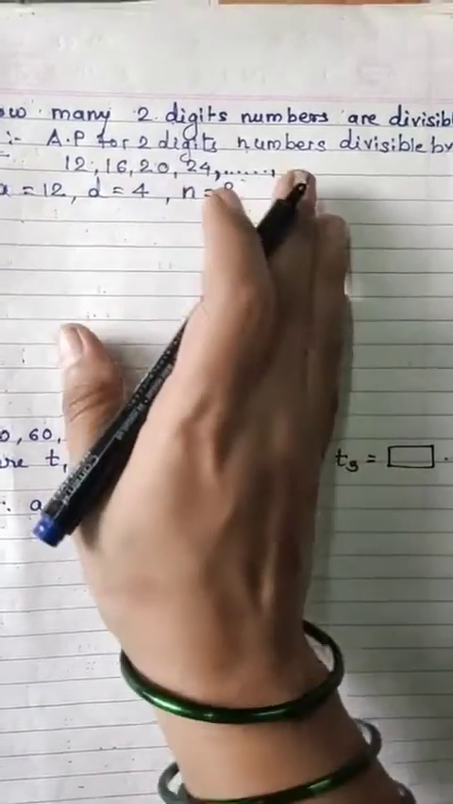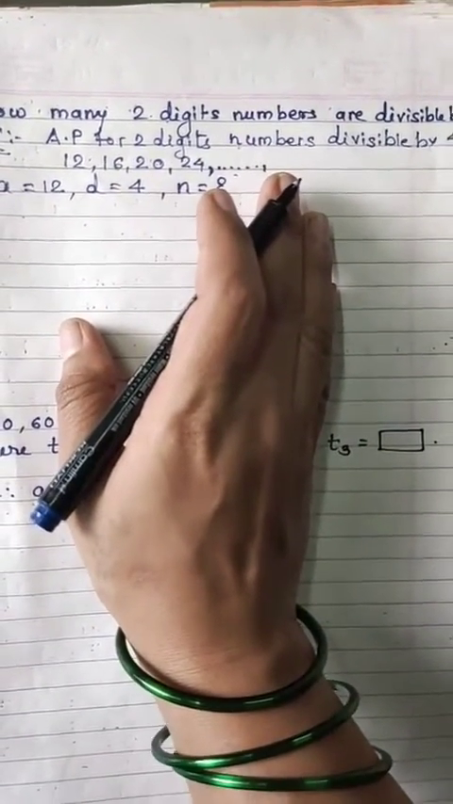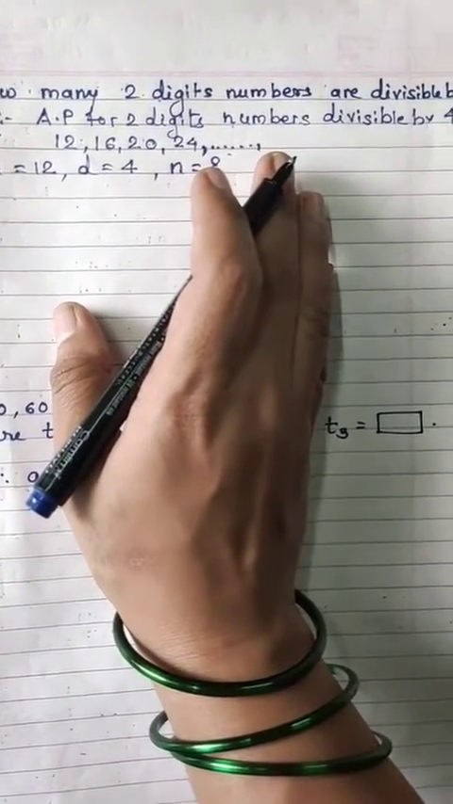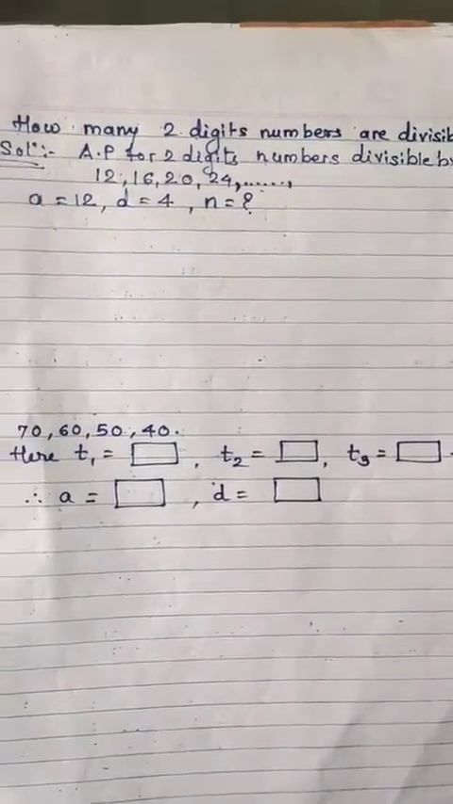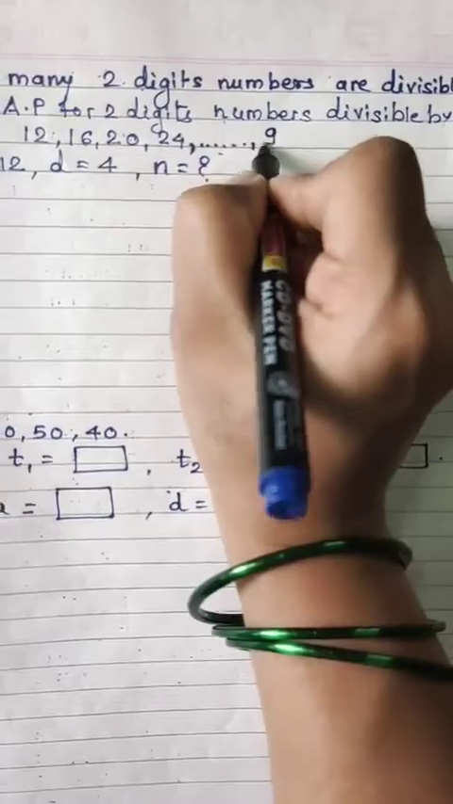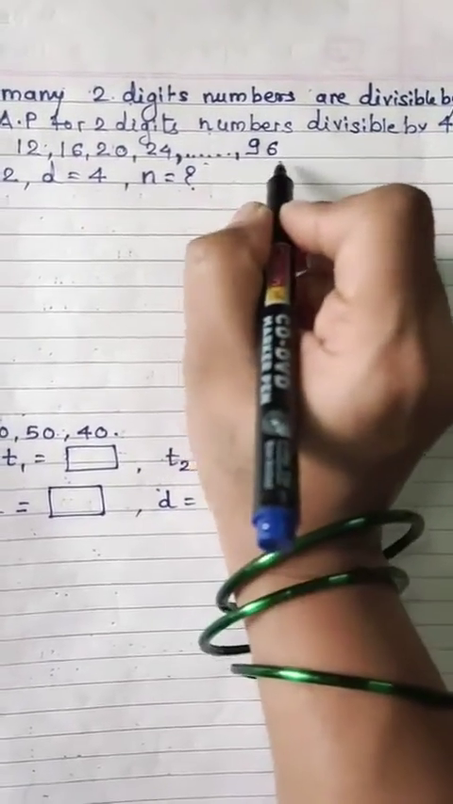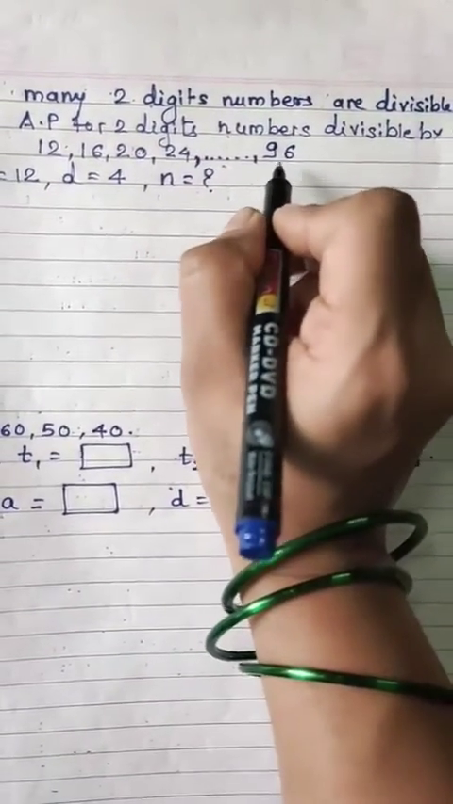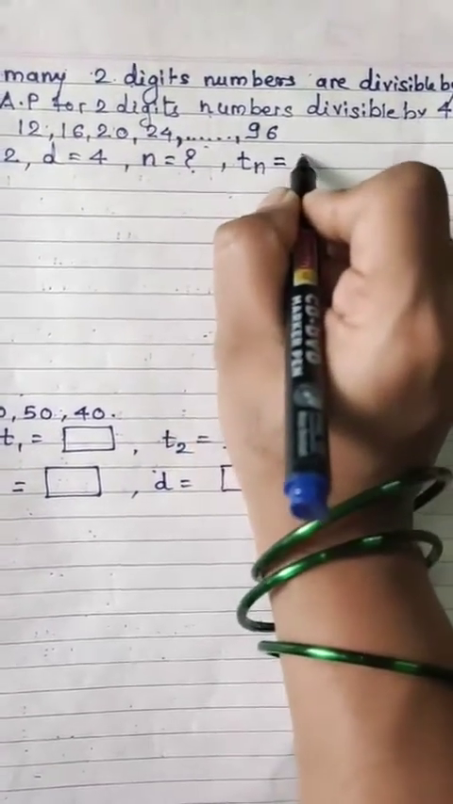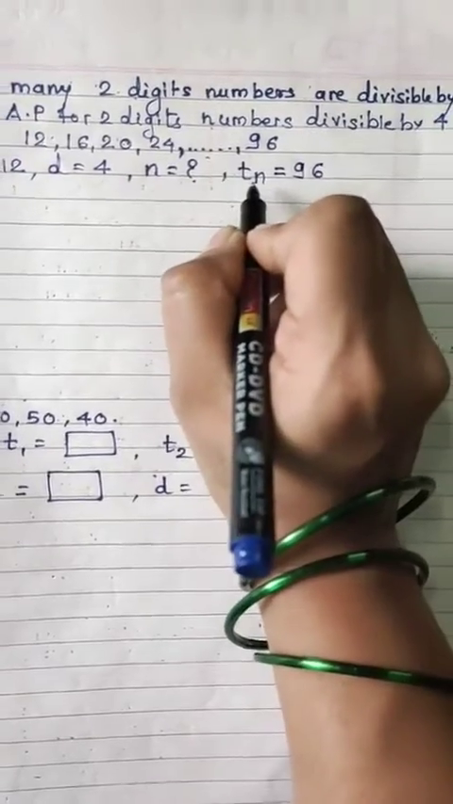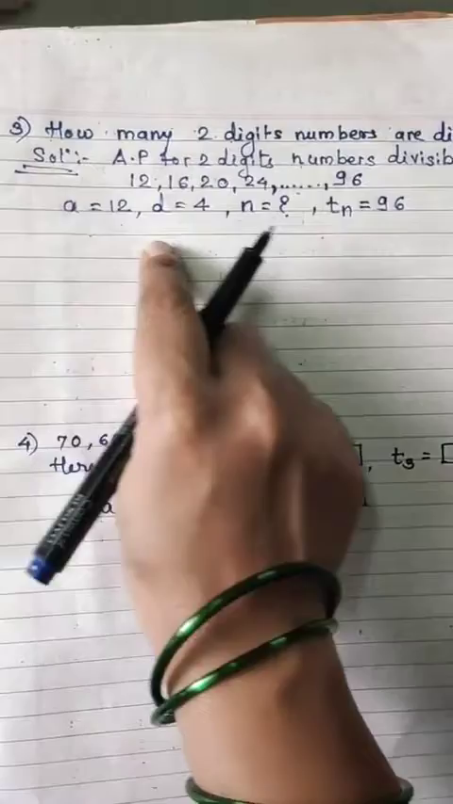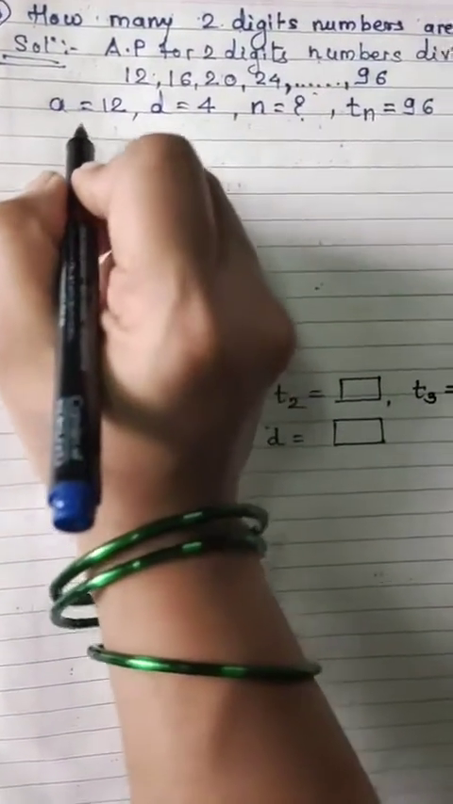So from 100 we will go downward: 99, 98. Is 98 divisible by 4? No, it is not divisible by 4. 97, and then 96 is divisible by 4. So here the last number of this AP is 96. It is shown by Tn. Tn is equal to 96. So here we have all the values which are related to the formula.